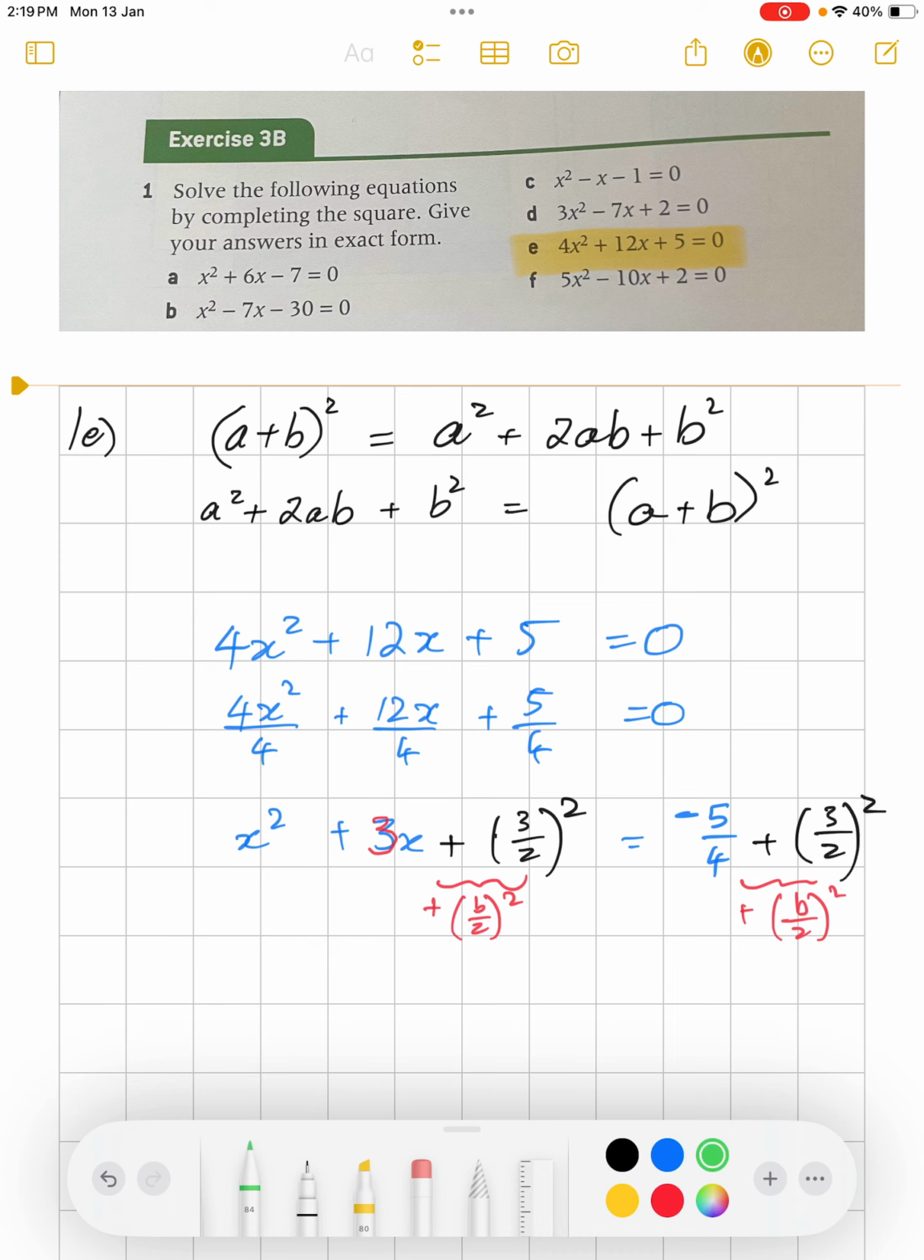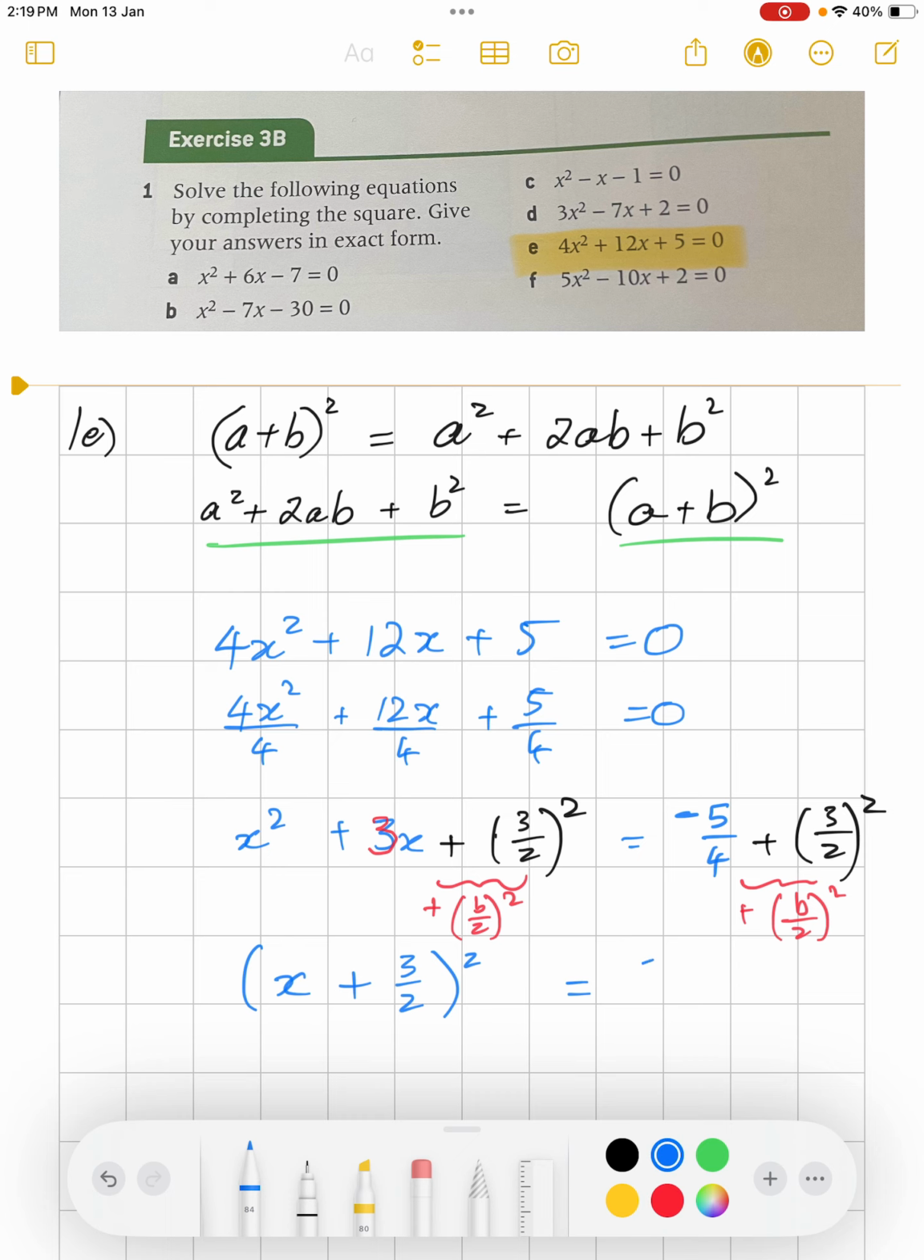Now we've got this form here, and we replace it with, if you can follow, a squared is like x squared, so it's x, and b squared in this formula is (3 over 2) squared. So our b has changed. It's just a relative term. And so we changed the left-hand side into a square, and that's called completing the square.